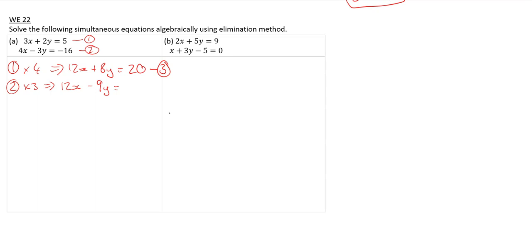Oh, it is 48. Is it? Yeah, 48. How did I know that? I don't know. Anyway, 16 times 3, so negative 48. I'm going to call that equation 4.